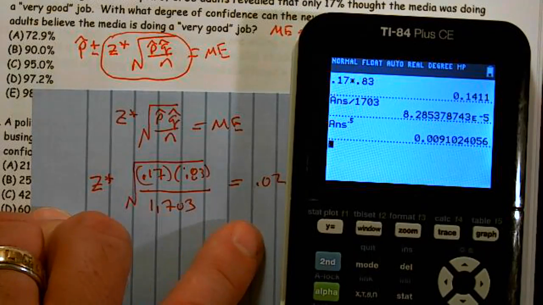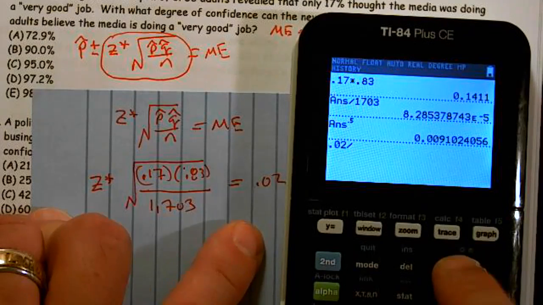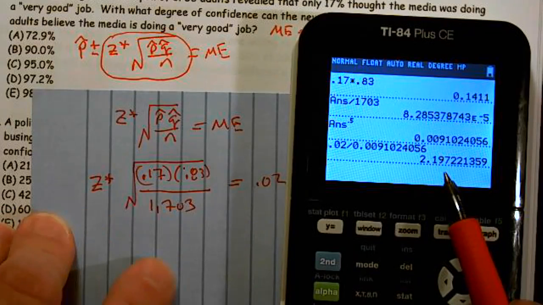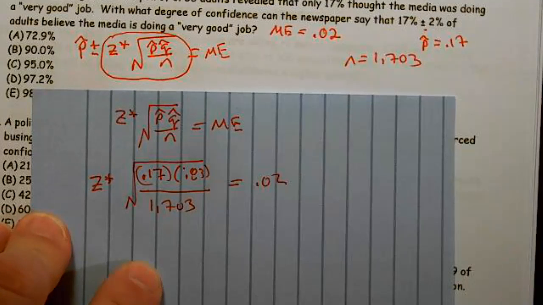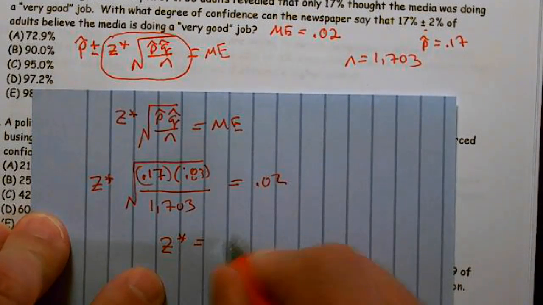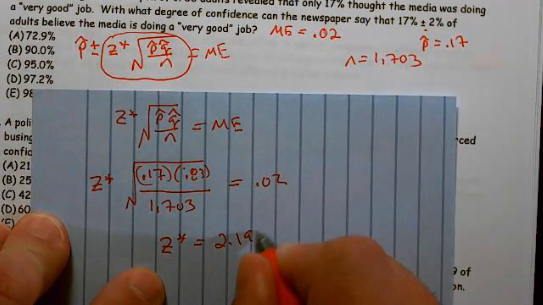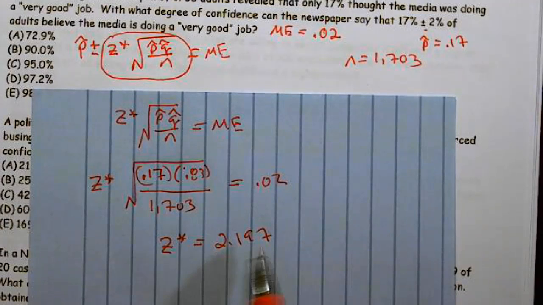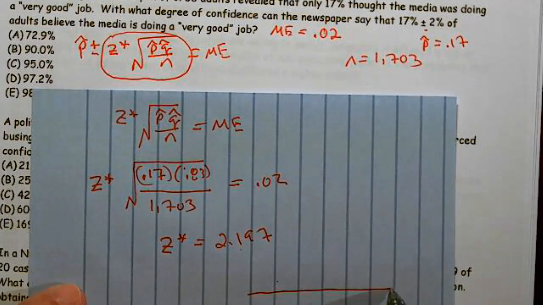Now, 0.02 divided by this number equals 2.197. So z star equals 2.197. And I'm hoping I've done this correctly. So now we were working with a confidence interval. So I just found out my z star.